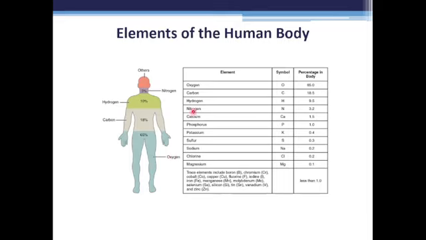Then we have other elements such as calcium in the bones, phosphorus, potassium, sulfur, sodium, chlorine, magnesium, and other elements like boron and iodine and tin and zinc and other things like that.